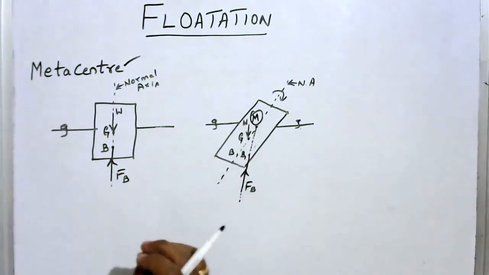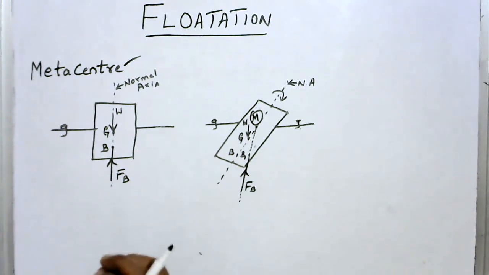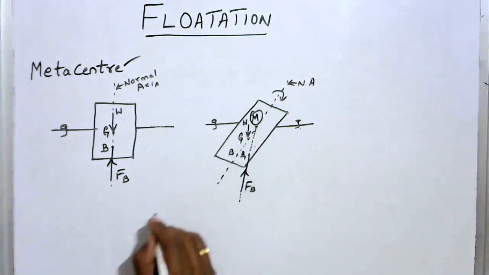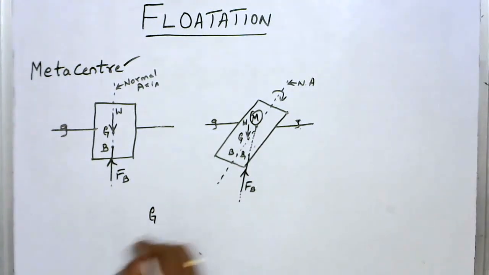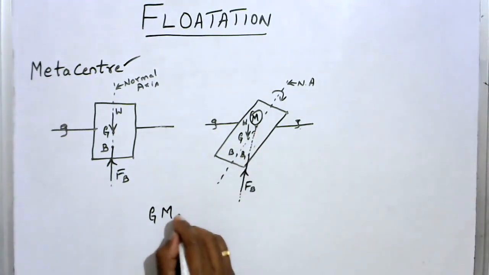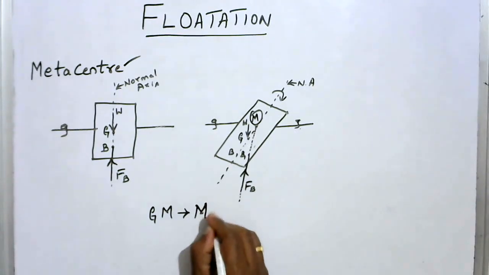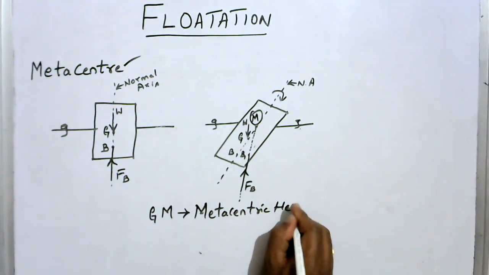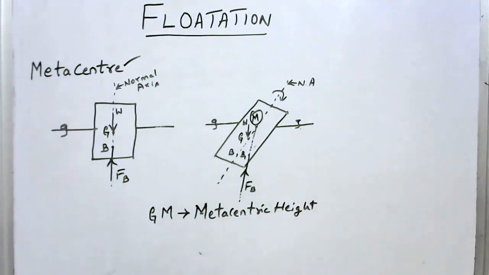This metacenter plays a very important role in case of floating bodies. Now you observe this point G and this point M. Point G is the center of gravity, point M is the metacenter. The distance GM, the distance between the center of gravity of the body and the metacenter, is known as metacentric height. Understood? So now we'll see how this metacentric height, that is GM, is found out both analytically as well as experimentally.